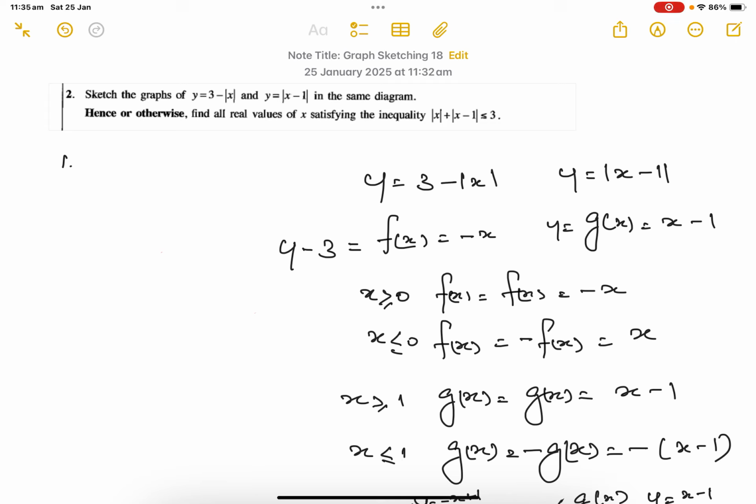So all I did, just ignore the modulus signs. So just put the sign minus and x. And same for this one. This one is all in modulus sign. Therefore, g(x) equal x minus 1. Just remove the modulus. Then think about how we're going to approach to sketch the graph.